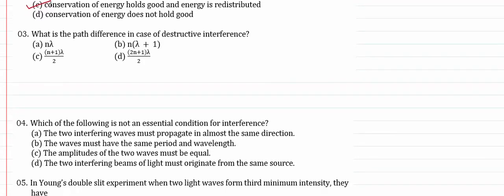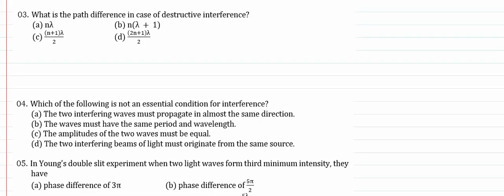Third, what is the path difference in case of destructive interference? Now you should know these basic relations for constructive and destructive interference. The phase for constructive interference is given by 2n into pi. For destructive interference, the phase is given by (2n plus 1) into pi.